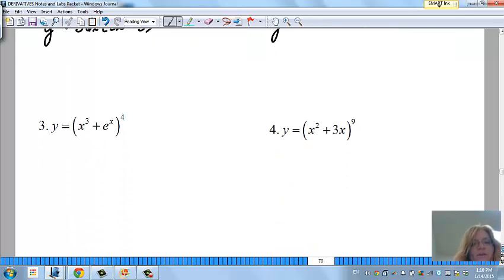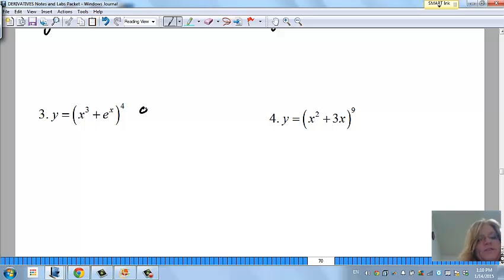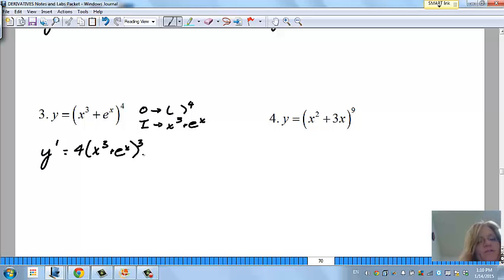All right, let's try this one down here. The outside again is something raised to the 4th, so that's the power rule. The inside is x cubed plus e to the x. So I'm going to use the power rule for this one, and I've got to use an exponential rule for that. Okay, so I do y prime. What's the outside? It's the power rule. 4, don't touch the baby, raised to the 3rd, times the derivative of the inside, which is going to be 3x squared, and the derivative of e to the x is e to the x.